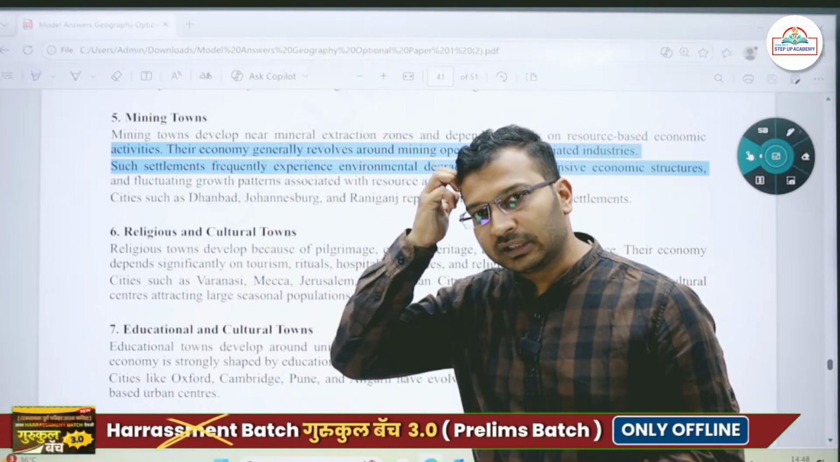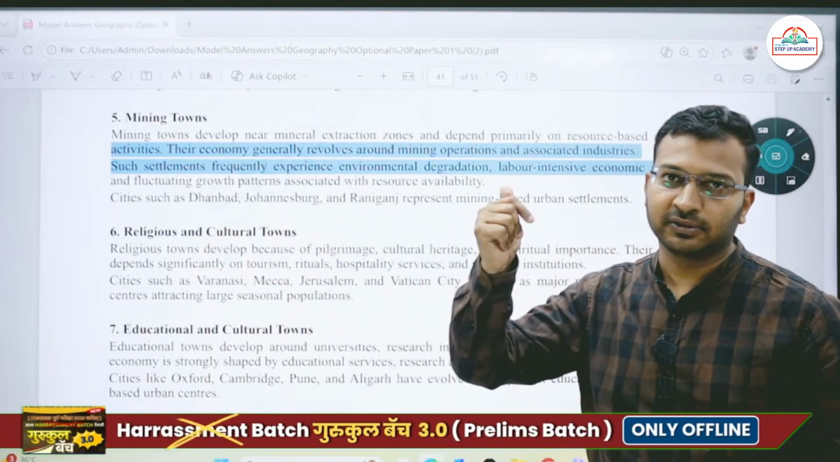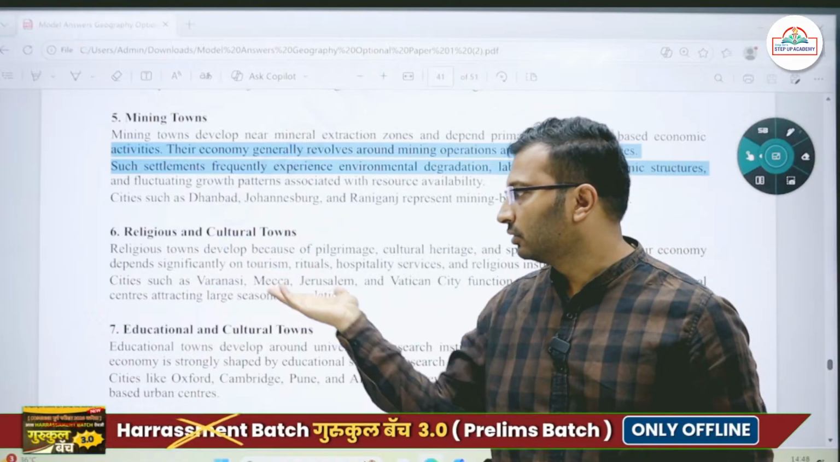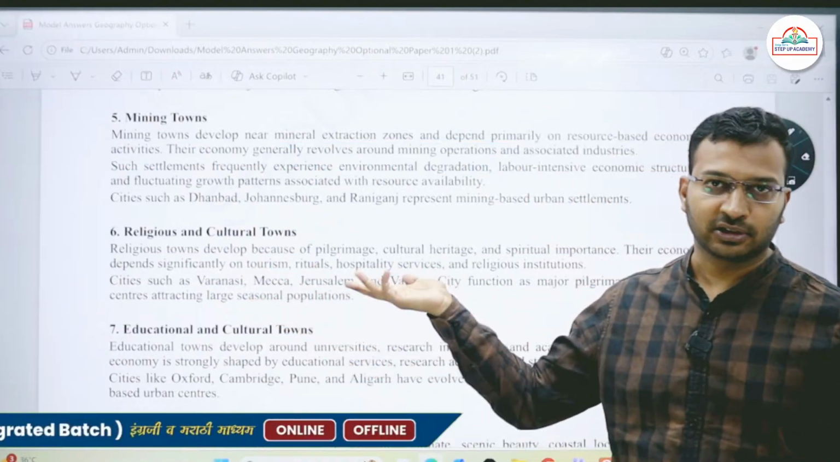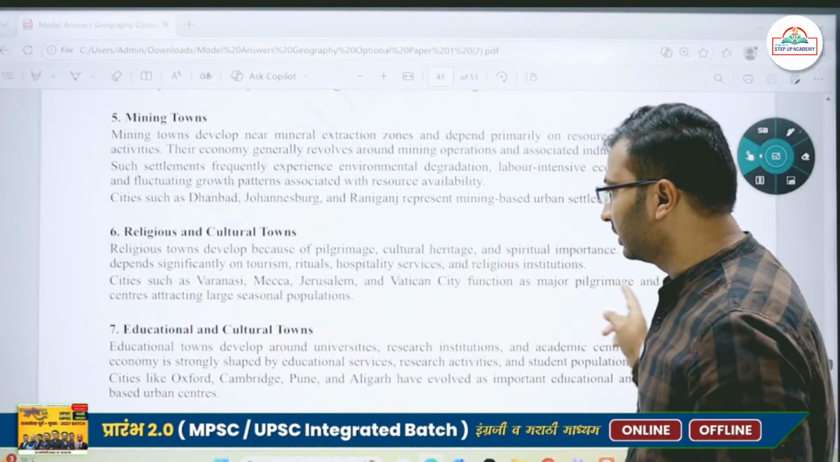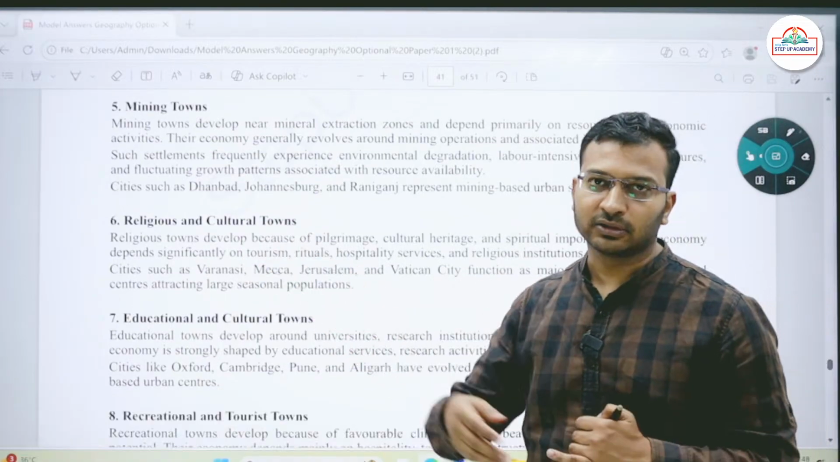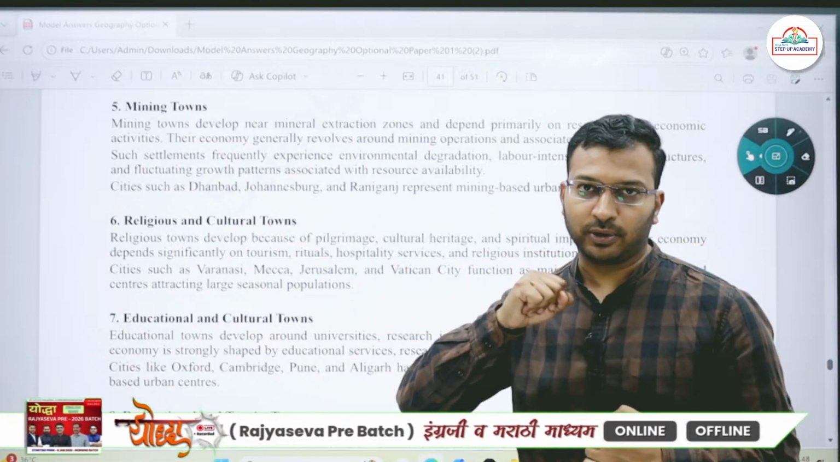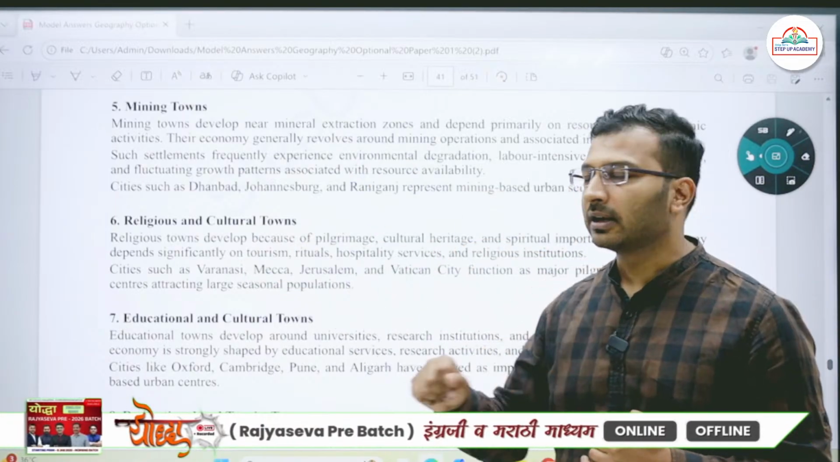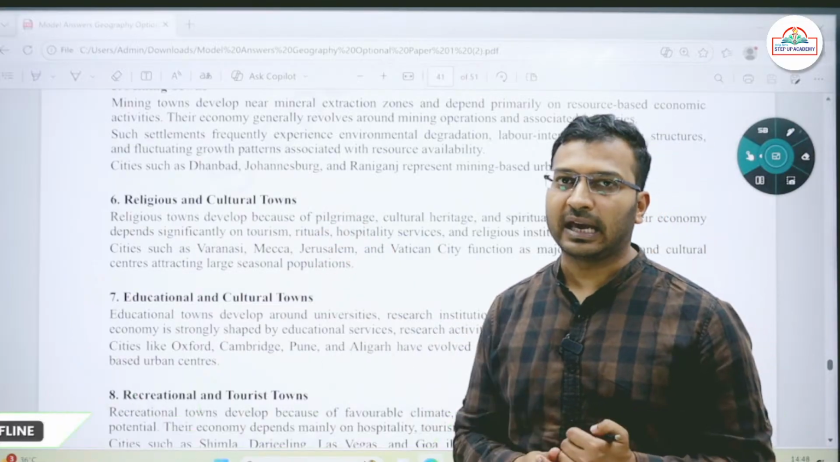Okay, so religious and cultural, take Varanasi again as an example. Then you can also talk about Mecca, Jerusalem, where wars and so on are going on, and Vatican City. So religious and cultural, if we talk about India, Varanasi, then Shirdi. Then you can talk about Ajmer. Okay, so these are religious and cultural towns.